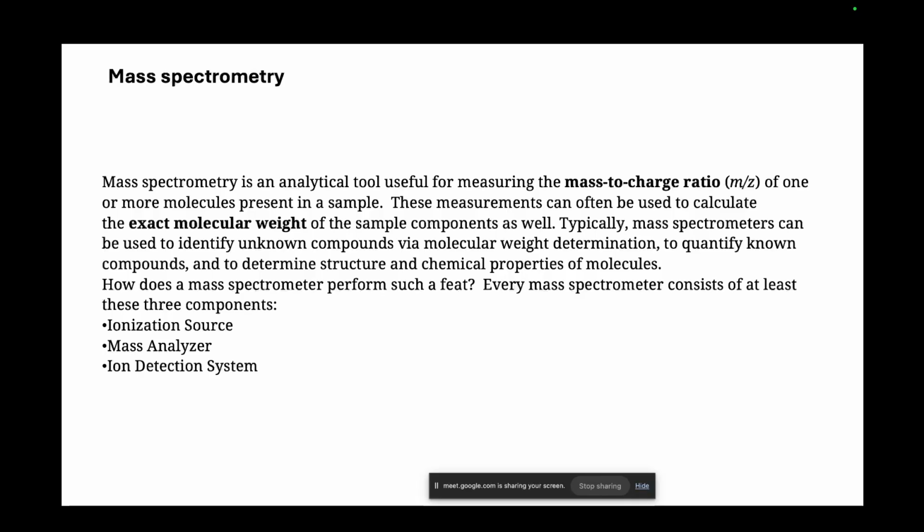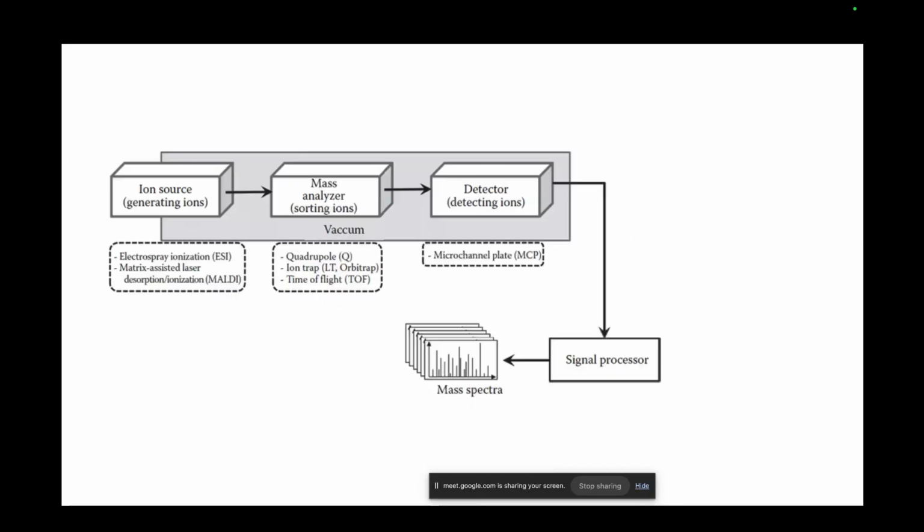How does a mass spectrometer perform such a feat? Each mass spectrometer consists of at least three components: the ionization source, the mass analyzer, and the ion detection system. It looks something like this, just to give you an idea. First it goes to the ion source, then to the mass analyzer, then to the detector, and finally you process the signals.